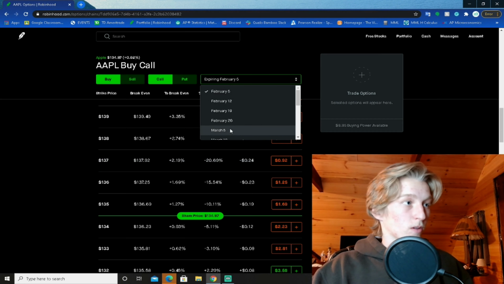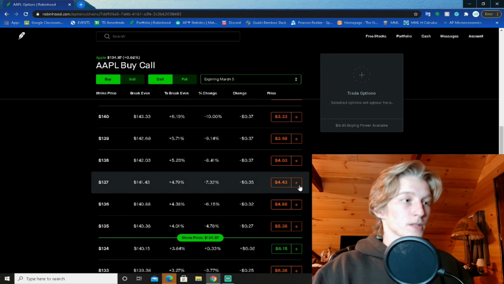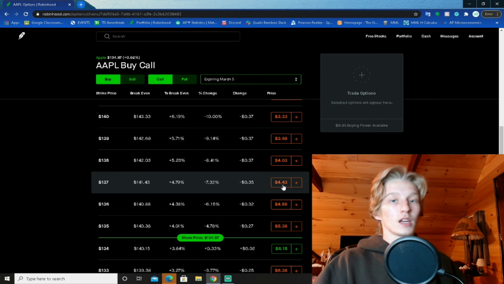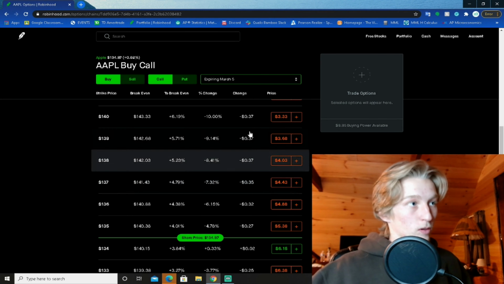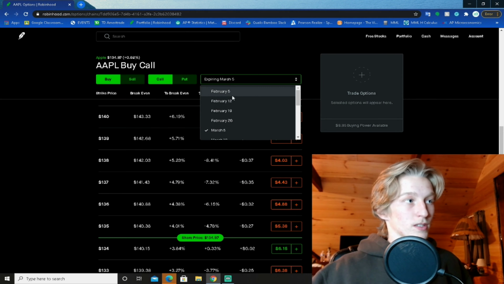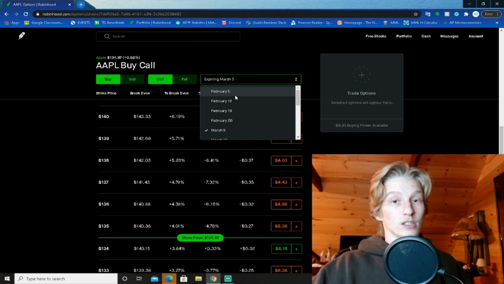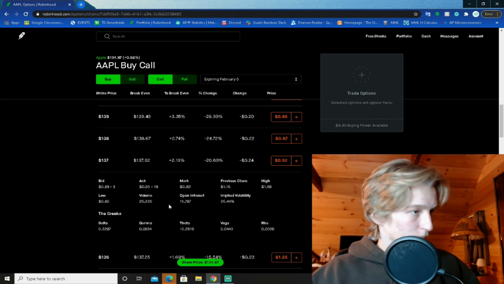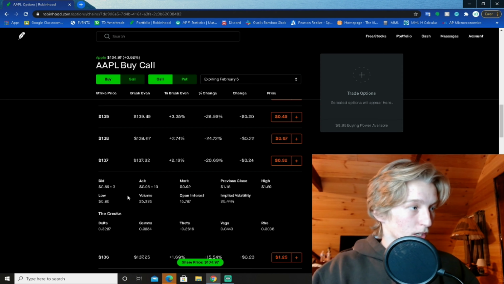Whereas if I bring this out for a month, the same option, but expiring in a month, is $443 because you are entailing more risk in the short term because it has to get above that in the next couple of days. And if it doesn't, you're losing. There's a ton of numbers here, and I'm not going to get into all of them, but I just want to touch upon a couple of them.